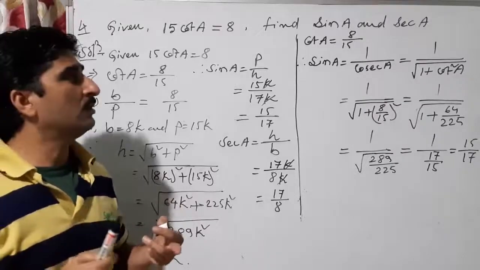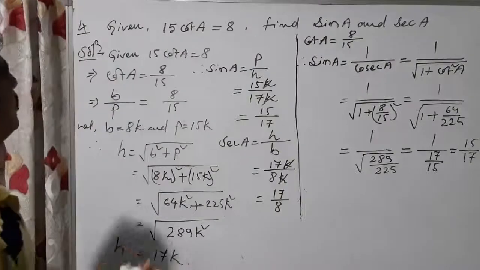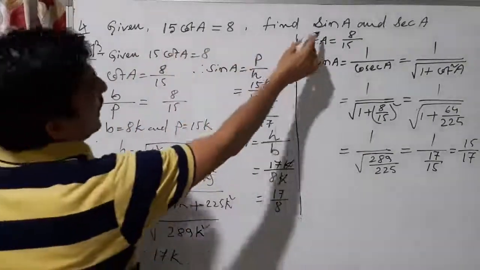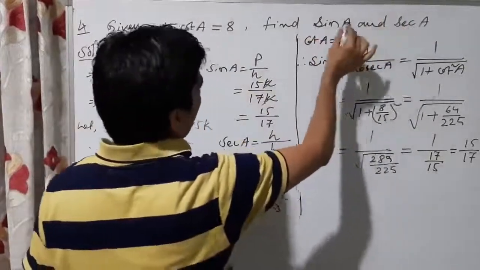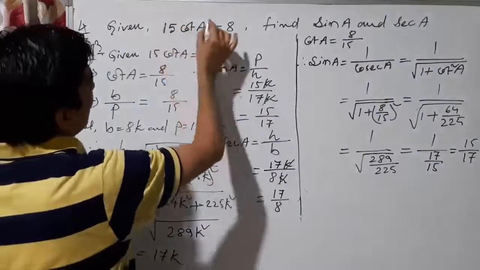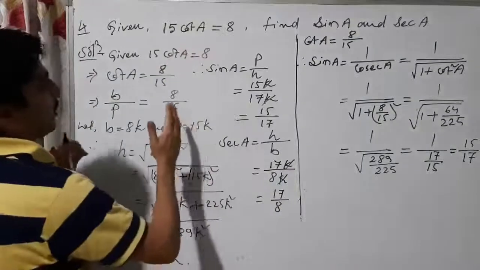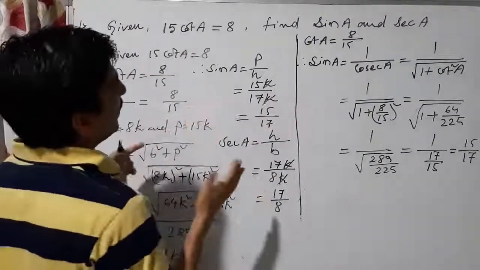So I am going to solve question number 4. The question is given here: 15 cot A equal to 8, and then find sin A and sec A. The question could have asked many more things, but here only sin A and sec A is asked. One condition is given, that is 15 cot A equal to 8. I will solve this one in 2 different ways, and I am going to show you both.